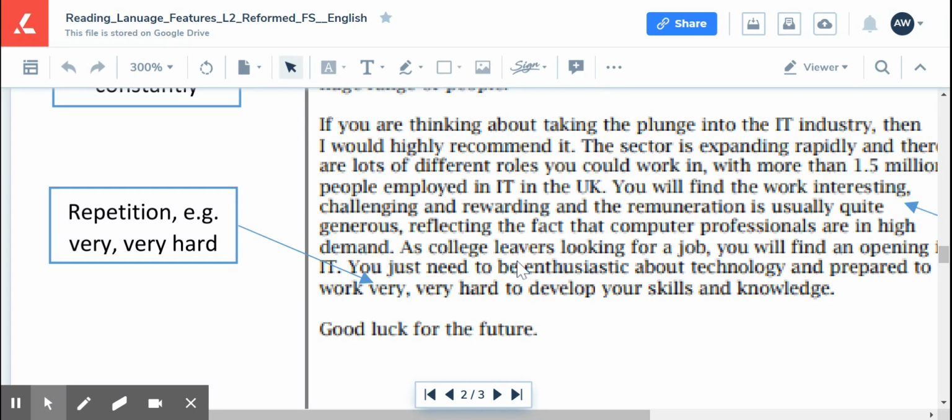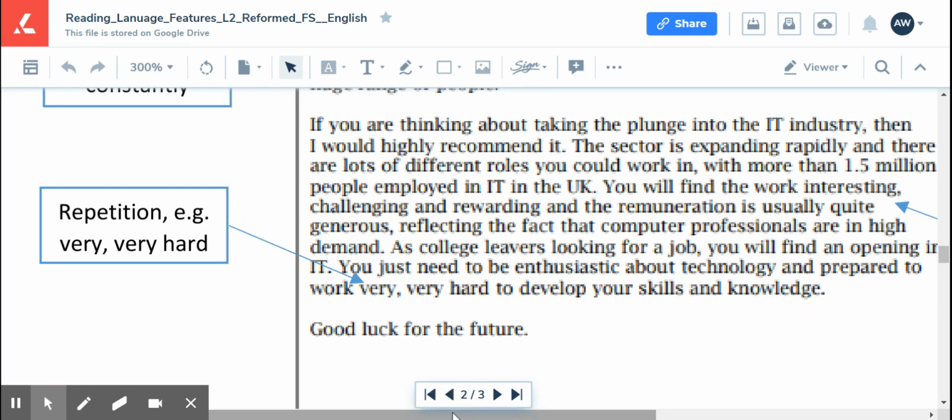And then down here we've got an example of repetition. Working very, very hard to develop your skills. Why is very being used twice? Again, to really highlight or emphasize this need to develop knowledge and skills.